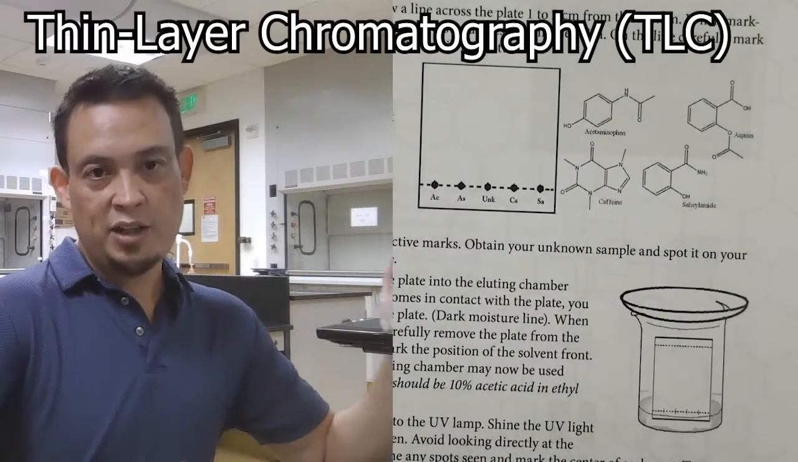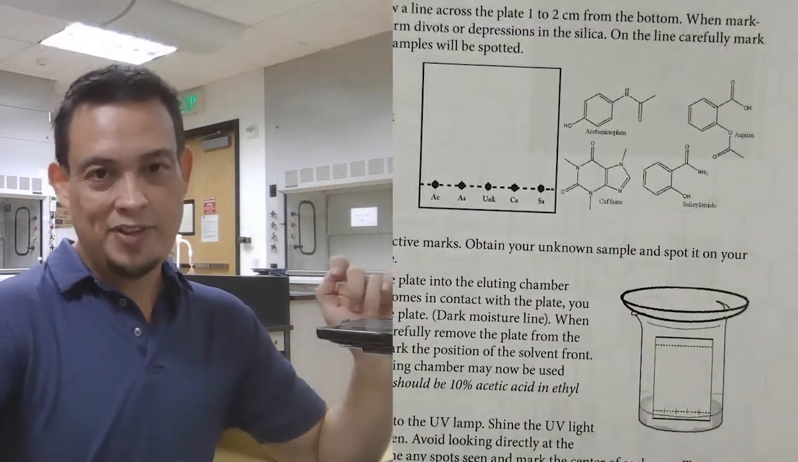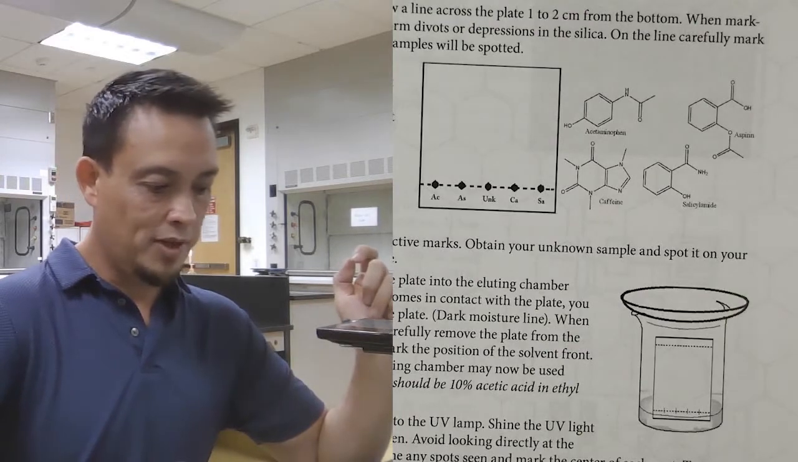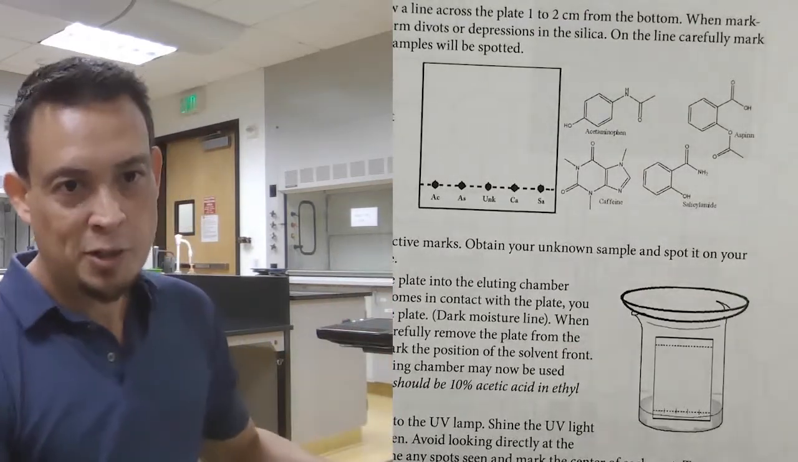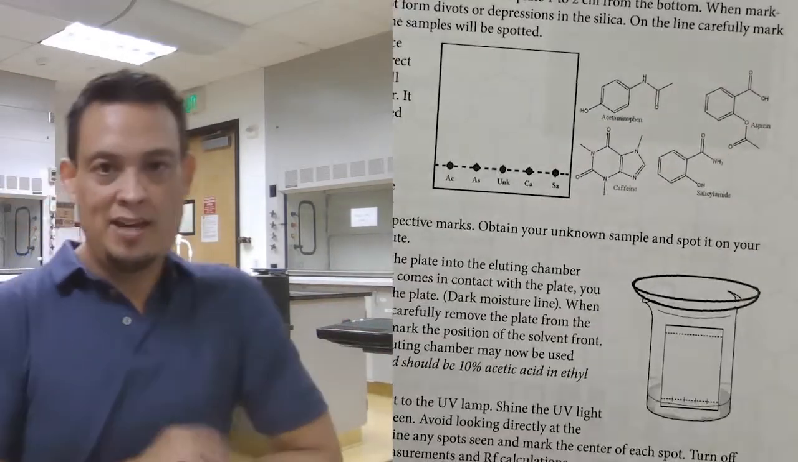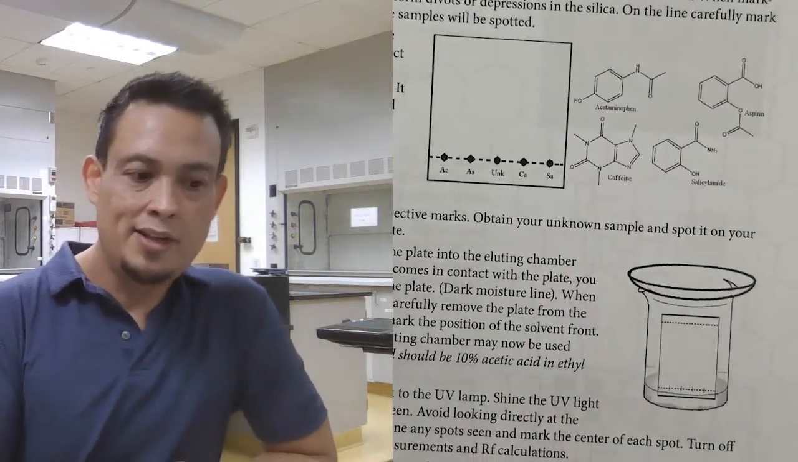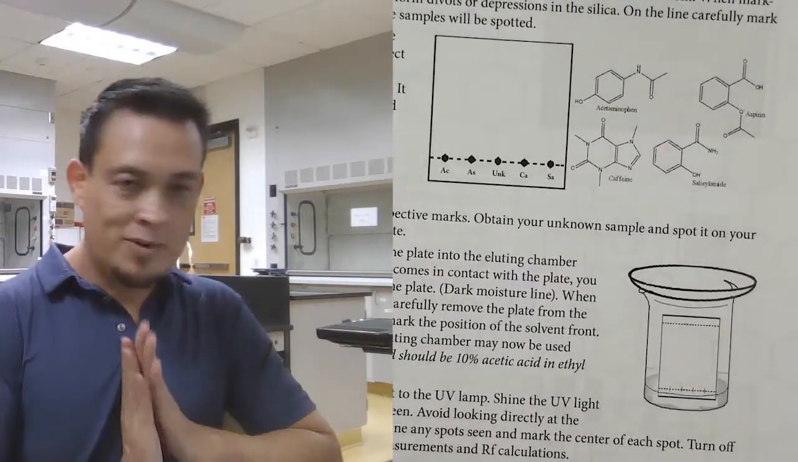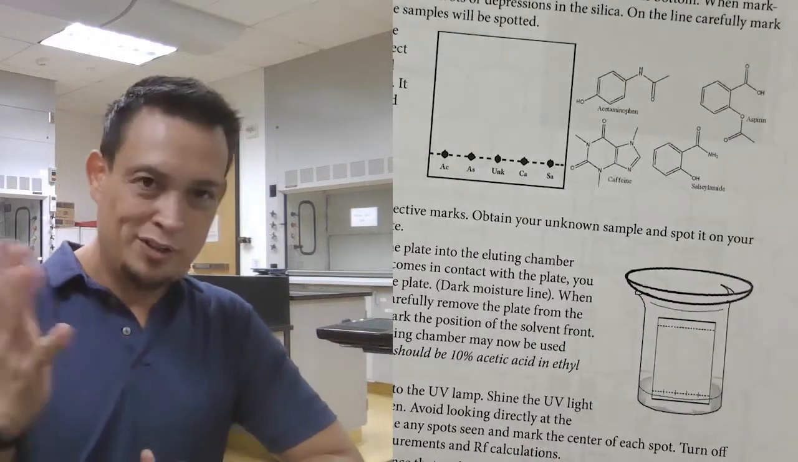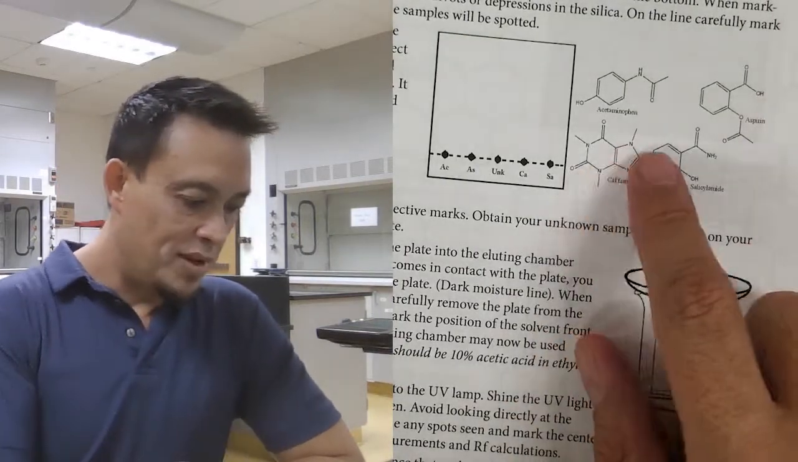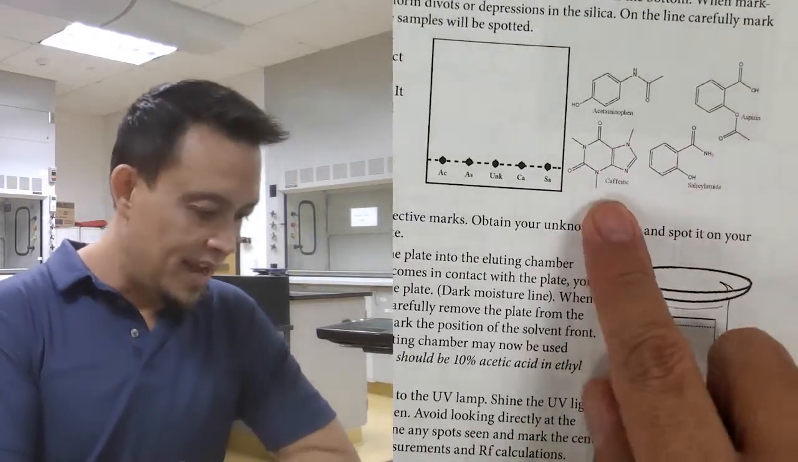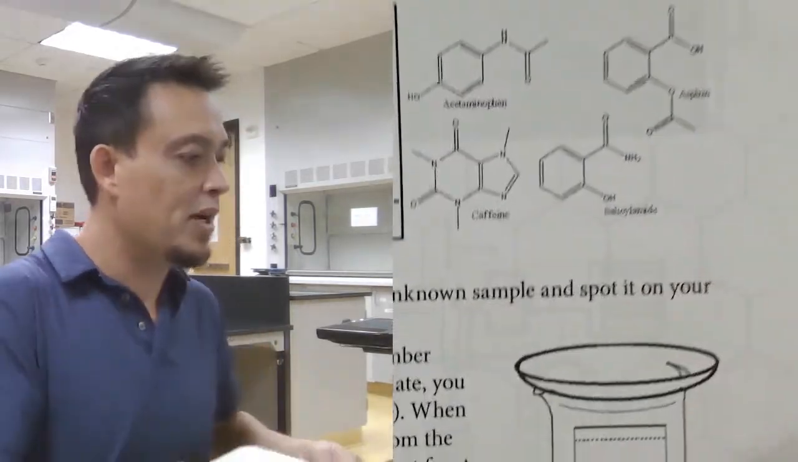Okay, let's go ahead and take a look at the TLC, thin layer chromatography, part of the experiment. For this particular part of the experiment, we're going to be taking a mixture of different analgesics. Our analgesics, remember, painkillers, fever reducers, are acetaminophen, aspirin, caffeine, and salicylamide.